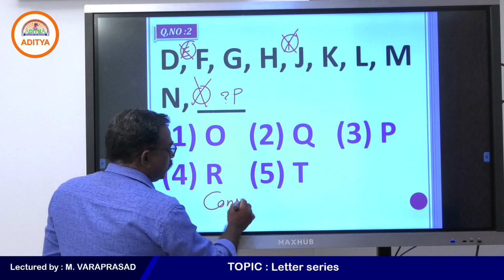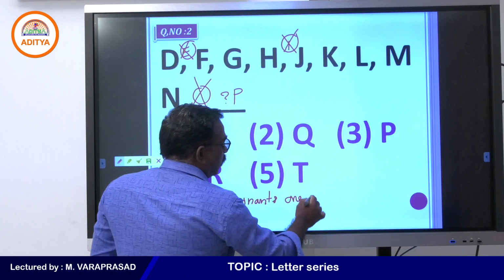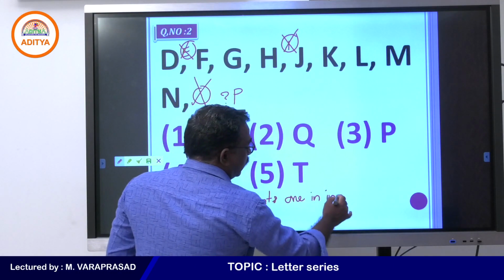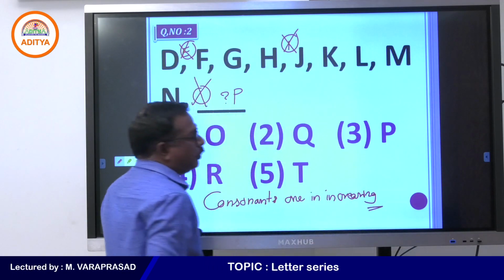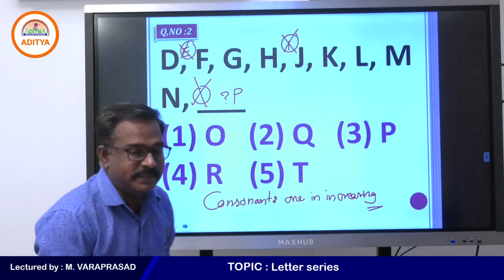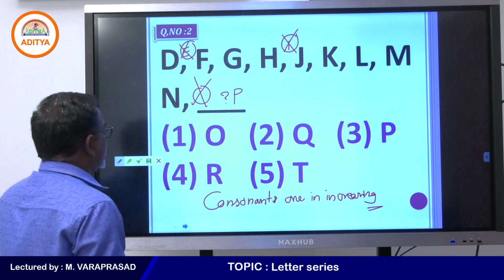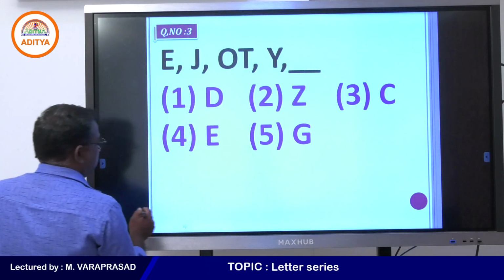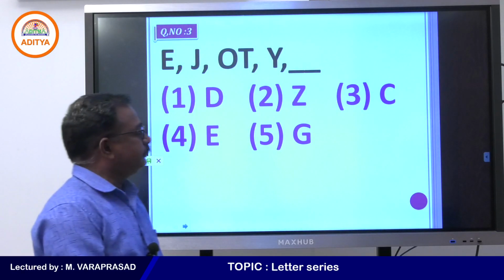Consonants are in increasing order. It means you need to drop the vowels. Consonants are in increasing order. Okay, right. One more example. Just you see what you will get in the next question. Let me know the answer for this one.